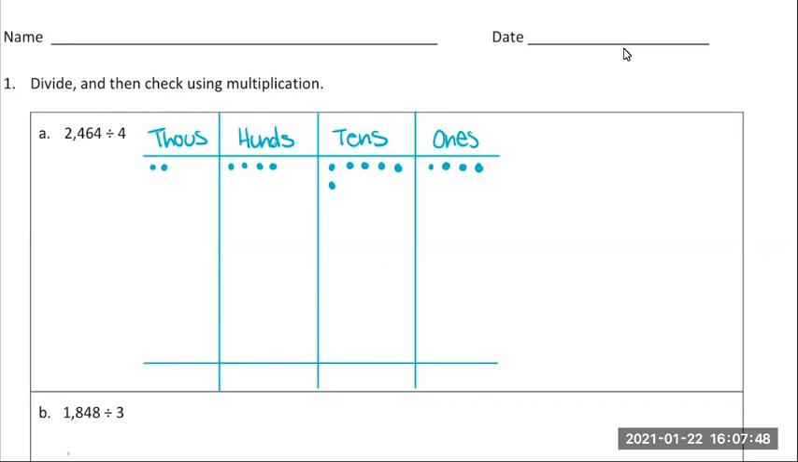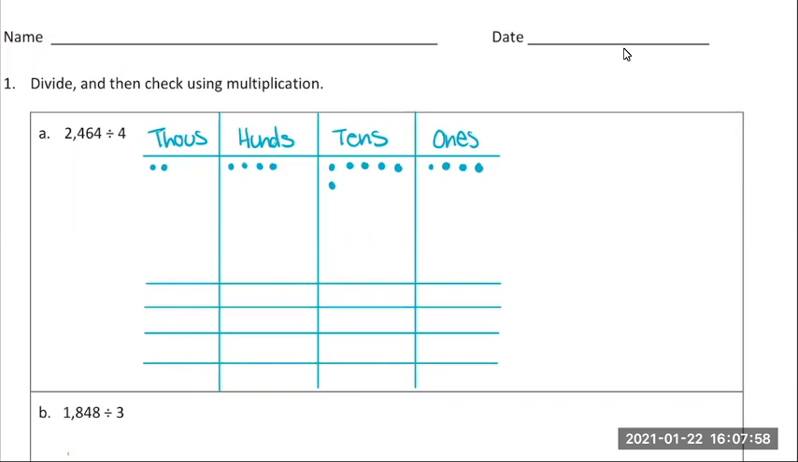There's 1, 2, 3, 4. And I want to make sure I have enough room because I know I'm going to have to unbundle some numbers. Okay, so we're going to start in the thousands place. And in the thousands place, we only have 2. So we cannot divide them among the 4 groups. So we're going to have to unbundle them first.